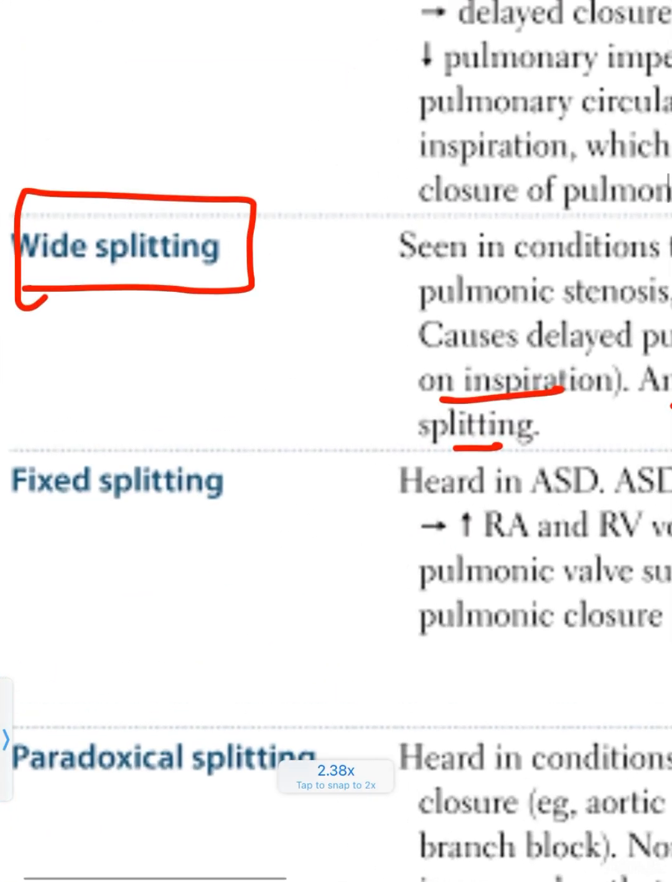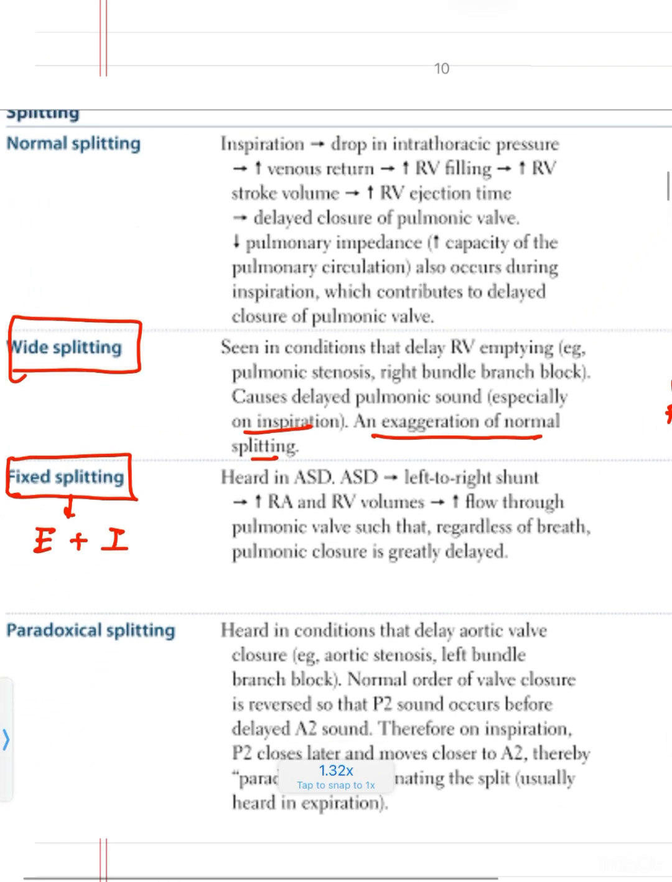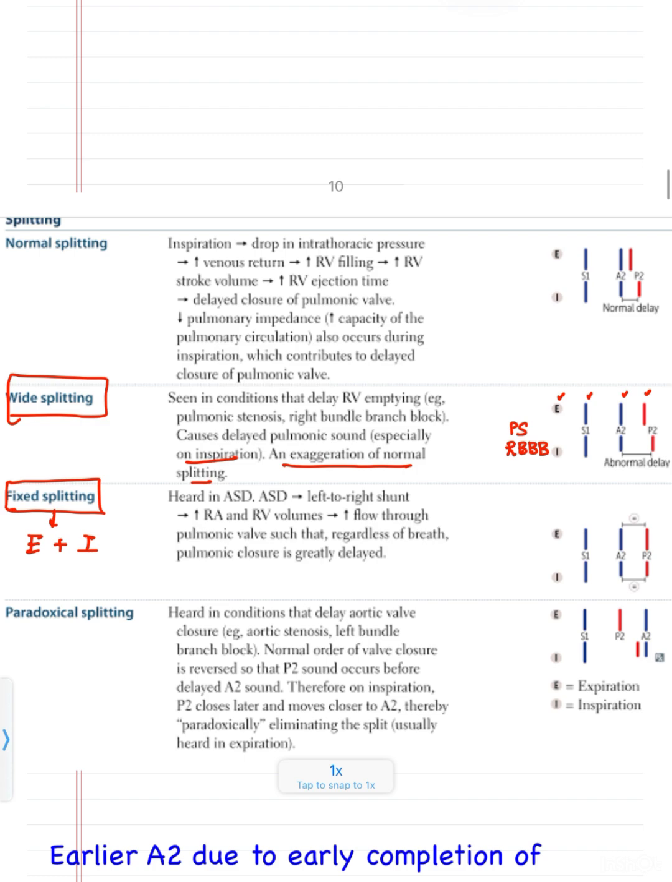Now there is fixed splitting. What is fixed splitting? Fixed splitting means that the splitting occurs in both expiration and inspiration. This is seen in the case of ASD, atrial septal defect.